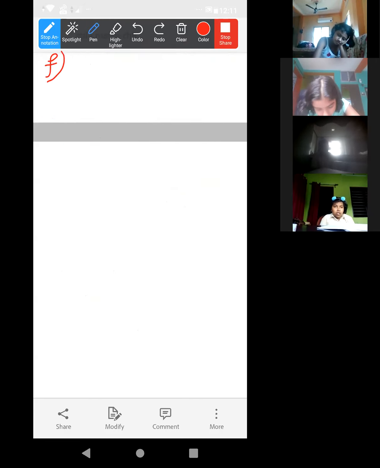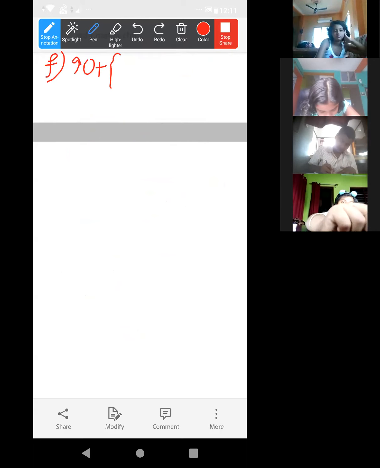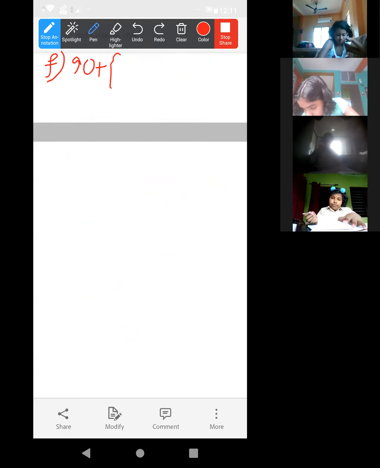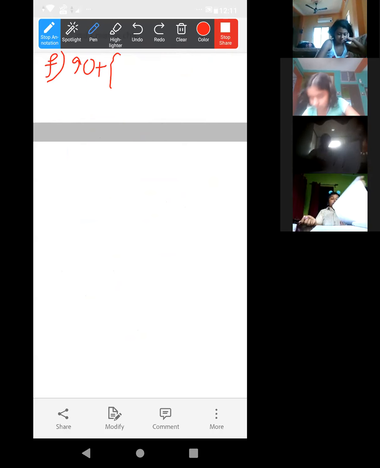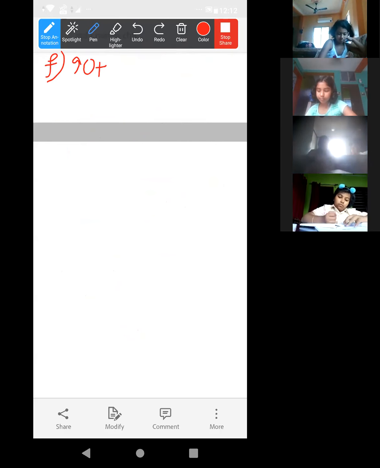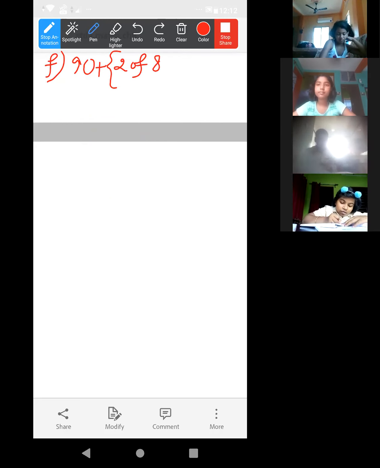Question number F. This one is very much important. Right, 90 plus. This one is known as the second bracket, or there is another name also. I told you, na? Curly bracket. Square bracket, curly bracket, and parenthesis. Now curly bracket is given. Then 2 of 8. Write this one. Then the first bracket is given.